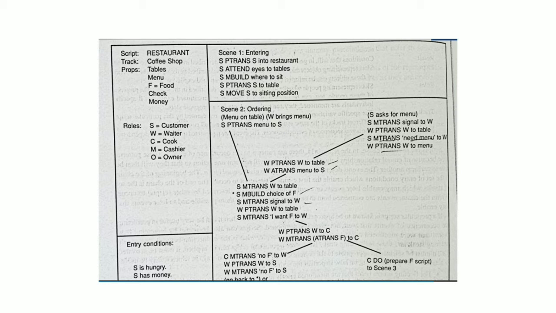And so scene 1 and scene 2, these P trans and all, are the primitive concepts that are used and which could be explained in the conceptual dependencies. So these are the scenes. Scene 1, entering into it, ordering it, and then what is the entry condition here? S is hungry and S has money. The person who is entering into a restaurant will be hungry. That's why he is entering into the restaurant, and of course he should have money.